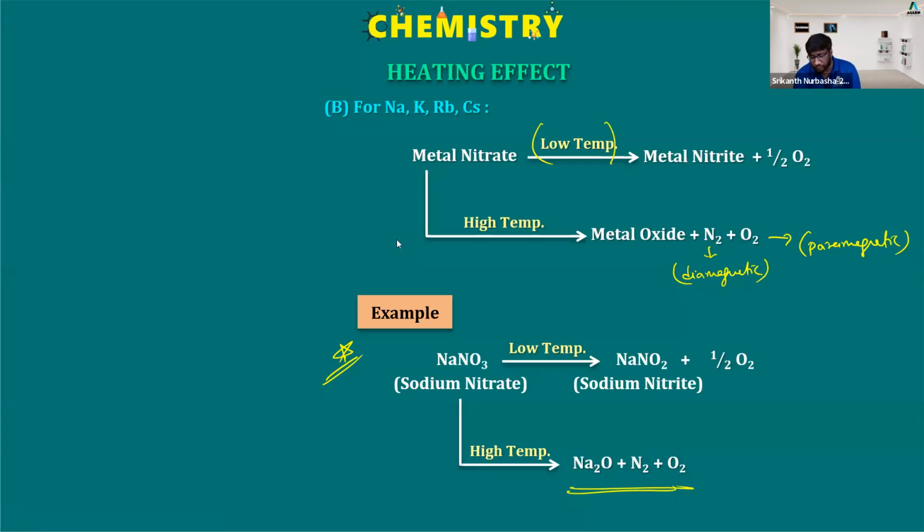We have heated respective carbonates, hydroxides, bicarbonates and nitrates. Nitrates, carbonates and hydroxides will have differences: for sodium, potassium, rubidium, cesium we have different, and for lithium and group 2A we have different types of products obtained. But for bicarbonates, upon heating, you will get carbonate plus CO2 plus H2O, for both group 1A as well as group 2A.